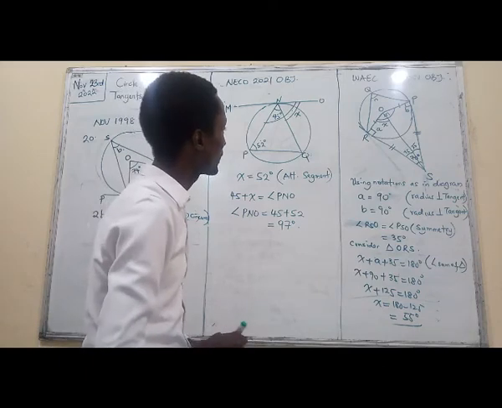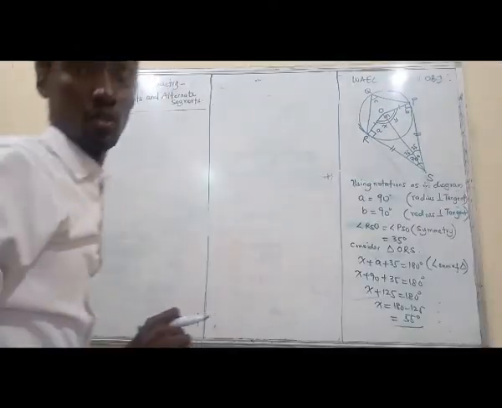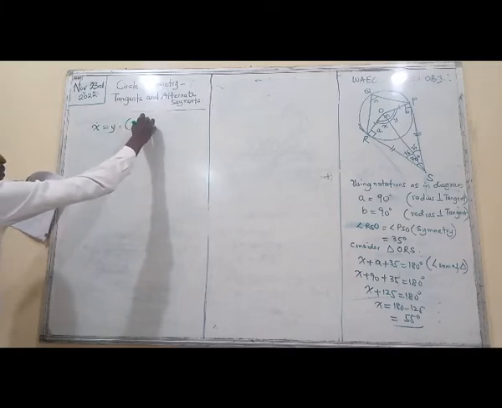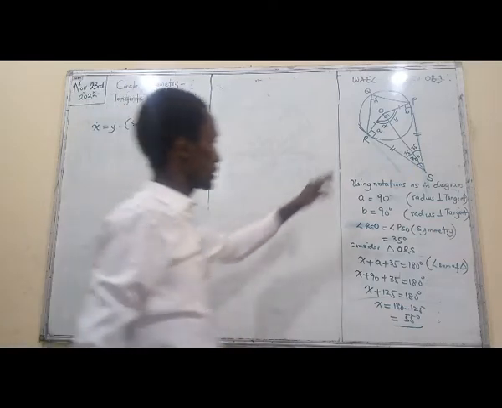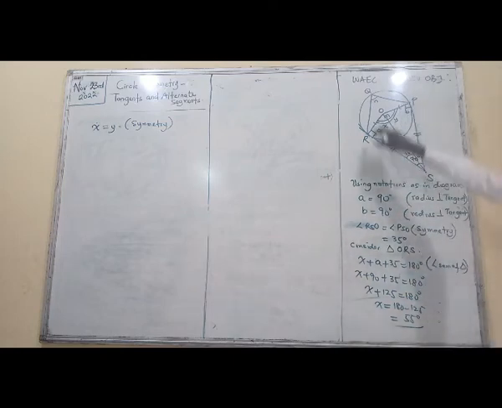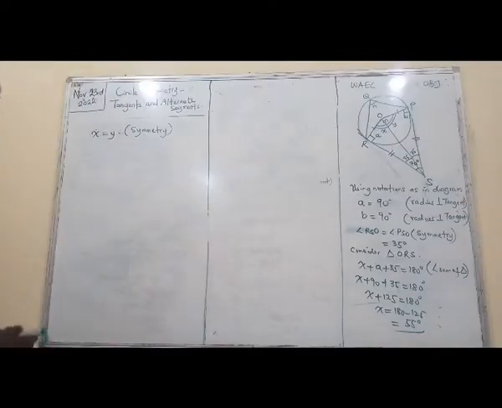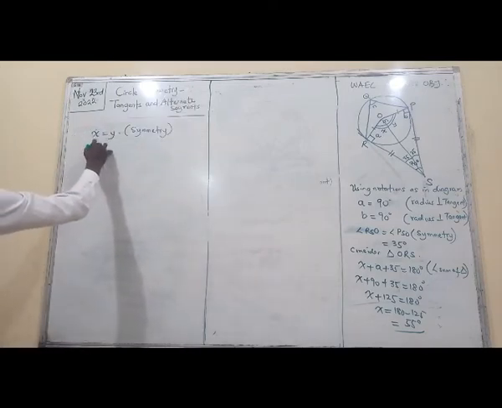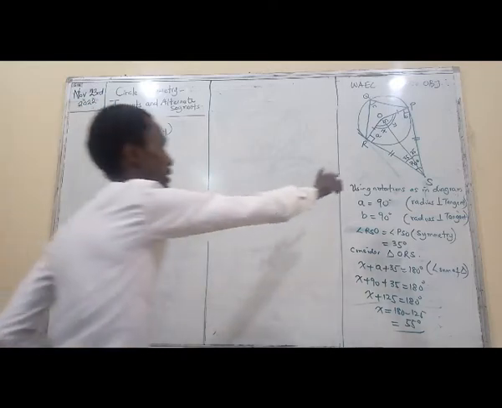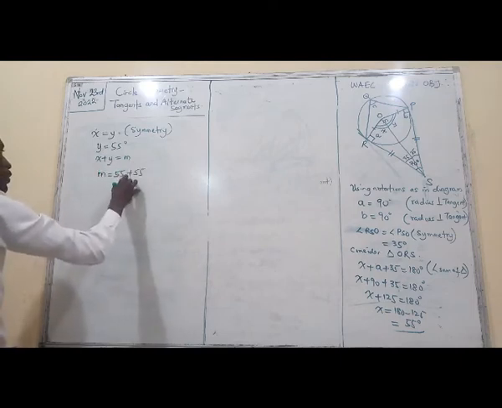So in that same token, I'm going to call here Y. So let's clean up and use the other side of the board. So in continuation, we can say that X is equal to Y. The reason will be what? Symmetry. Because every time you see two tangents to an external point with perpendicular to their radius, the shape being formed is called a kite. So remember that. The shape being formed will be a kite. So by the concept of symmetry, X will be equal to Y. So if X is equal to Y, Y must be equal to 55 degrees. So X plus Y is equal to M. We already know that X plus Y will be equal to the whole of M. So from there, M will be equal to 55 plus 55, and that will be 110 degrees.